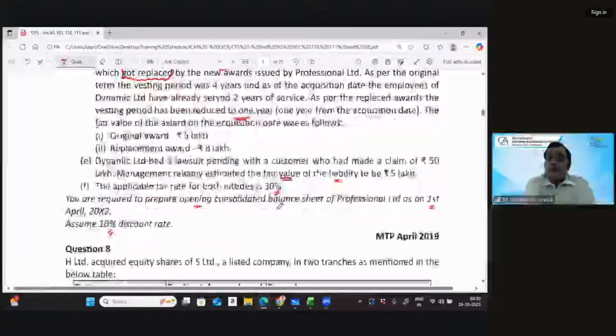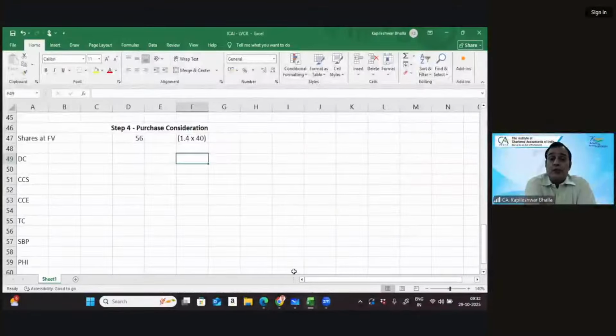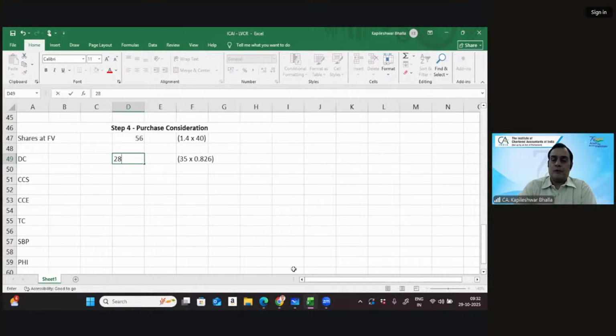The discounting rate is given at 10%. So the 35 lakhs is going to be discounted at 10%. Take the factor 1 divided by 1.1. The second year factor, I think, is 0.826, and we will be able to get the present value. So this is 35 into 0.826. That comes to 28.91. So this is the deferred consideration.